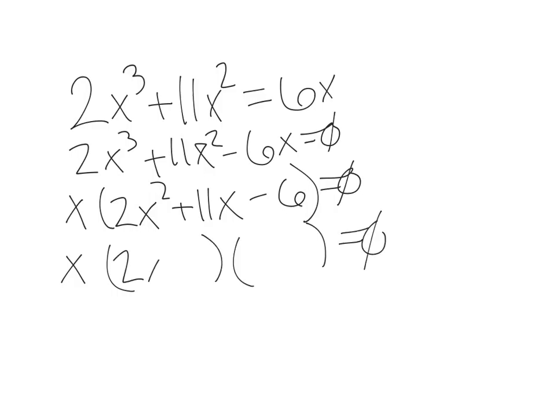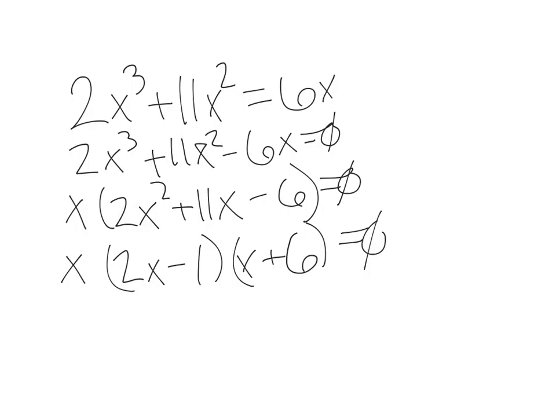So that gives me 2x and x. Factors of negative 6 that will add to 11. Six and 1. Where does the 6 go? Where does the 1 go? 6 here, 1 there, so positive 6, negative 1. It's going to give me 12 and negative 1.